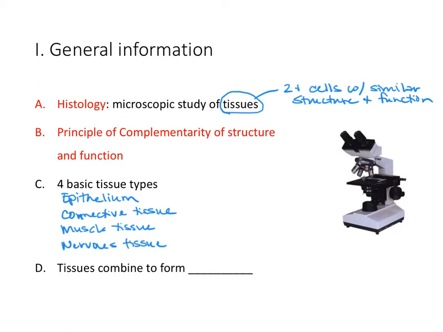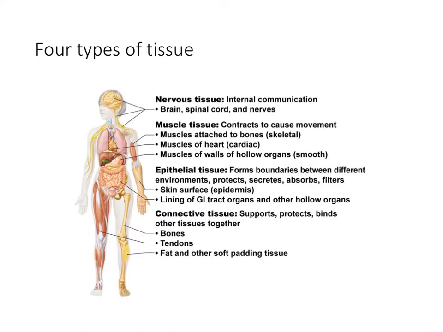And then finally, we know that tissues are going to combine to form the next layer of hierarchical structure, and that would be organs. So most organs are going to contain all four basic tissue types, and we'll see that as we start to study them. This picture from our book reminds us of the jobs of the four different tissue types.